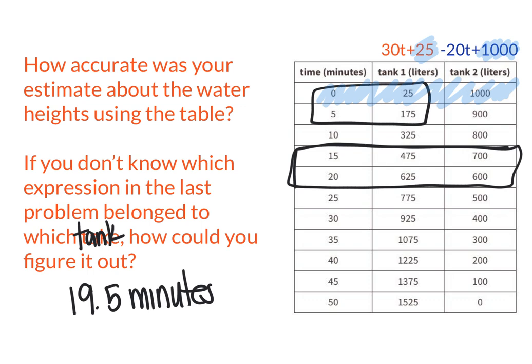If it wasn't included in the table, then we can pick any 2 points on the table, find that slope and the y-intercept.